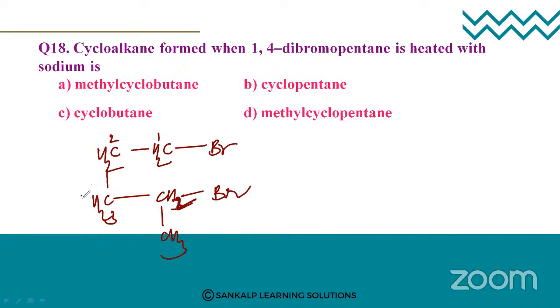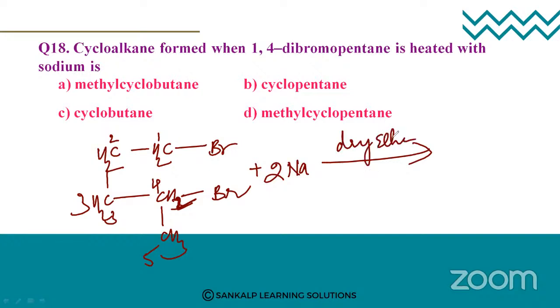So 1, 2, 3, 4. Okay, so it is 1,4-dibromopentane. When 1,4-dibromopentane is heated with sodium in the presence of dry ether, what will it yield? There will be elimination of 2NaBr. Okay, then you get your cycloalkane.